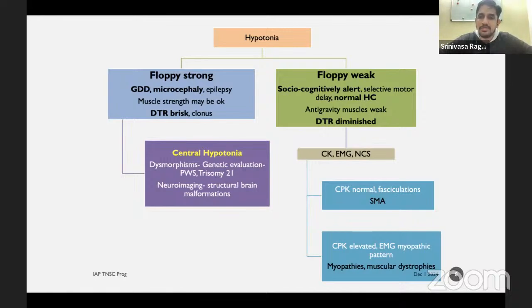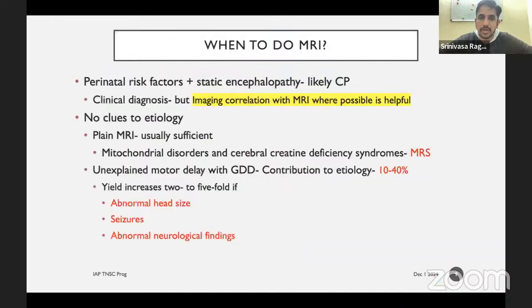The deep tendon reflexes in them during neurological examination are brisk, and often you may also elicit a clonus. So DTRs brisk, muscle strength normal, hypotonia. So that is central hypotonia. The more common causes of central hypotonia are dysmorphisms or structural brain malformation. So this is a simple approach to how you evaluate a child with a motor delay.